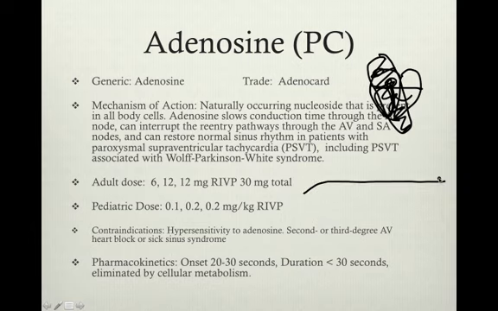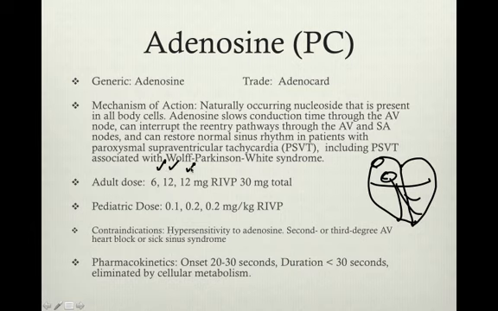Now what that gives us is time so that the heart will reset itself to the sinoatrial and the atrioventricular nodes. That's the theory on this anyway, or the primary pacemaker sites of the heart. Now adult dose in this is going to be 6, 12, and 12, given rapid.